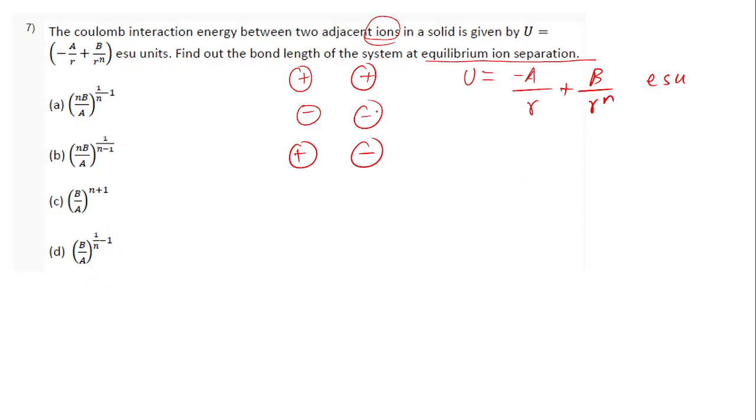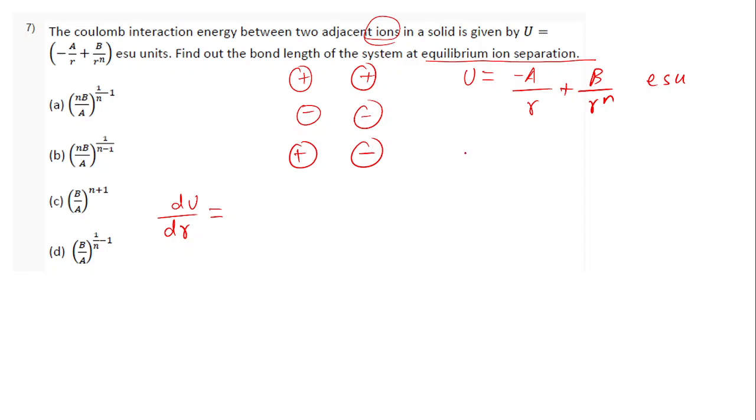by this expression. Then at what distance will they be happily sitting around each other, neither facing repulsion nor attractive force? They will be just in equilibrium. So the way to find their distance is that first we take the derivative of this energy, dU by dr with respect to r, which is the interatomic or interionic distance here.